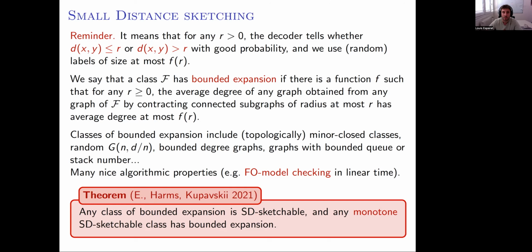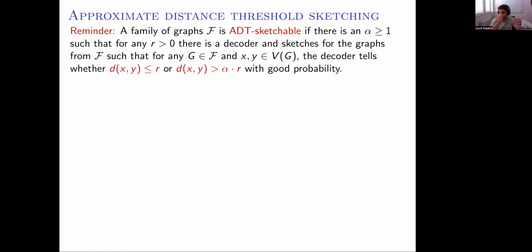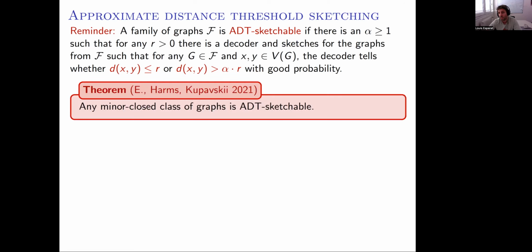All right, so this was about small distance sketching. Let me go to approximate distance sketching. Again, we want to make the distinction between the distance is at most r and the distance is more than alpha r. But now the very important constraint is that the size of the labels doesn't depend on n, doesn't depend on r either. It's really a small constant, say 2 bits, for instance. So we prove that any minor closed class has such sketches. It's a very easy consequence of classical results in metric theory.